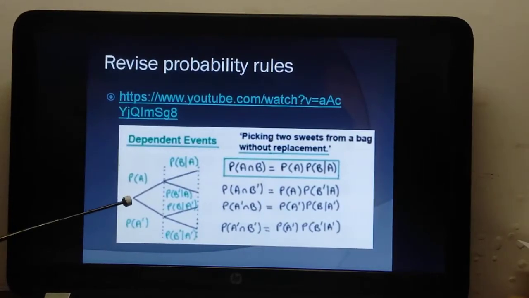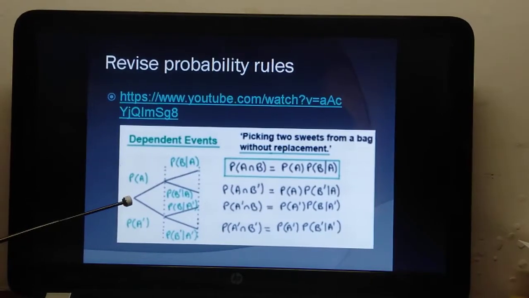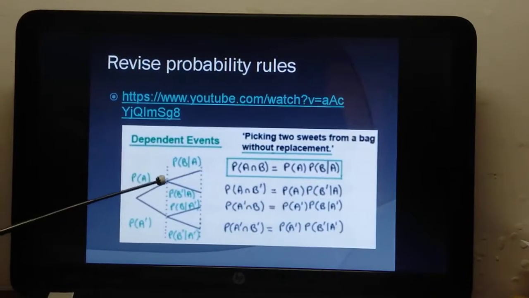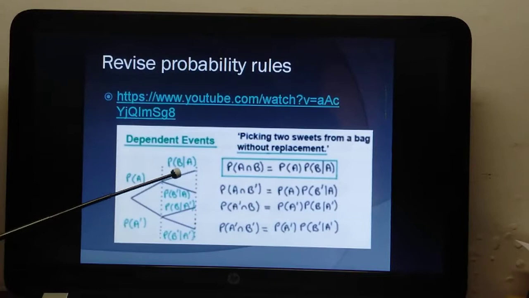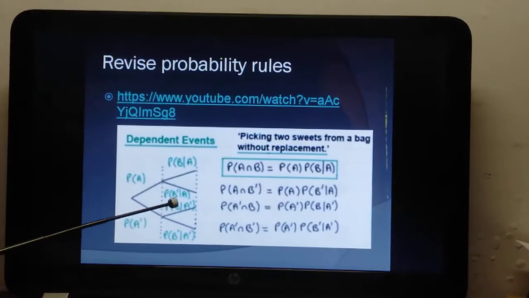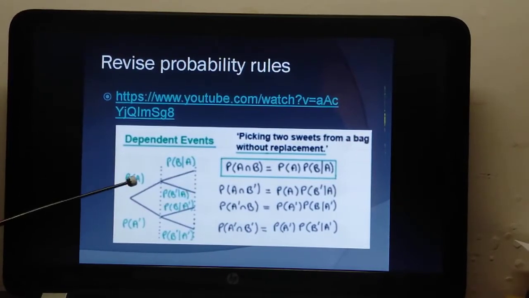Okay, so when we begin, let's say that we picked out one sweet. It can be A or it can be not A. So the first chances, probability of A or probability of not A. Okay, now let's expand probability of A. If we do not replace A, then the second sweet, whatever it might be, is the probability of a sweet B given that A is already picked out, or the probability of a sweet which is not B given that A is already picked out.